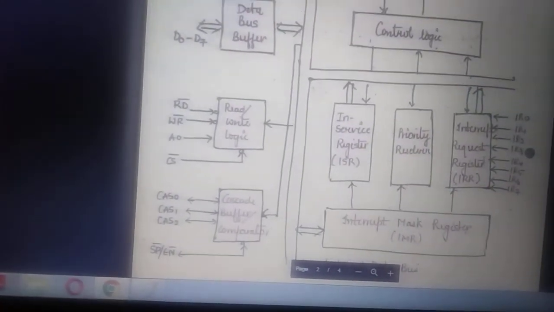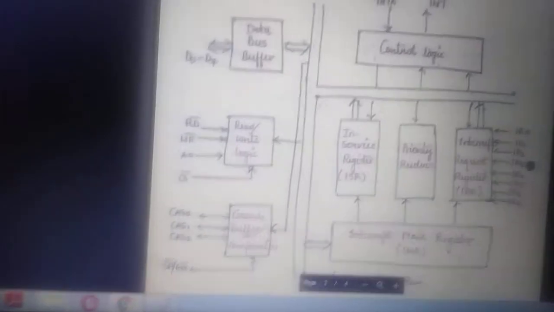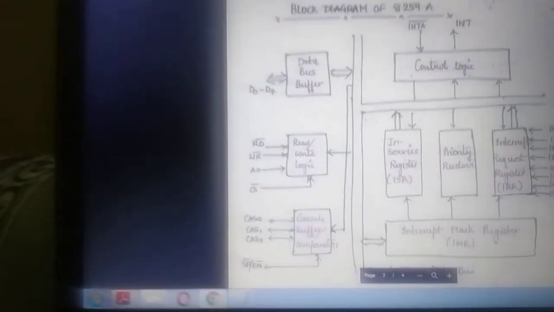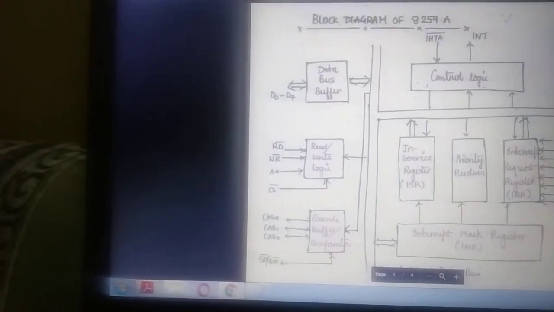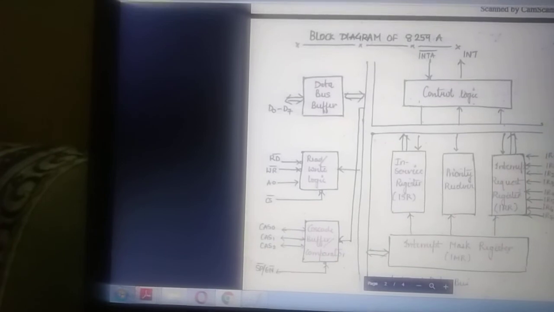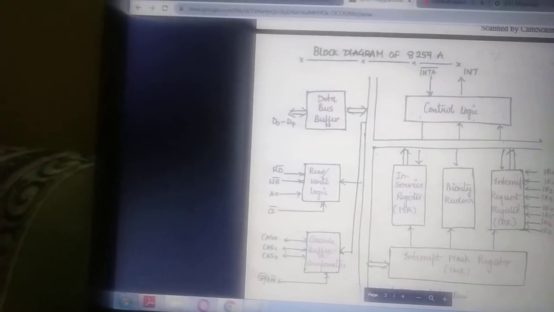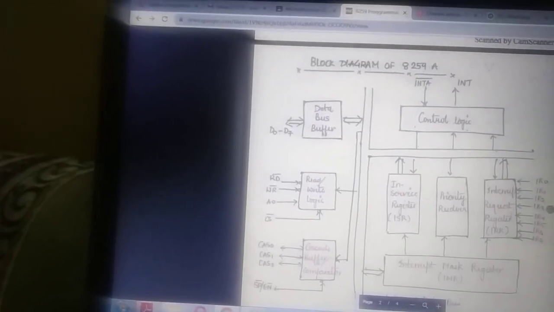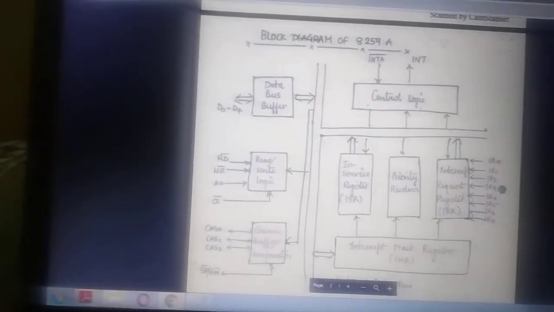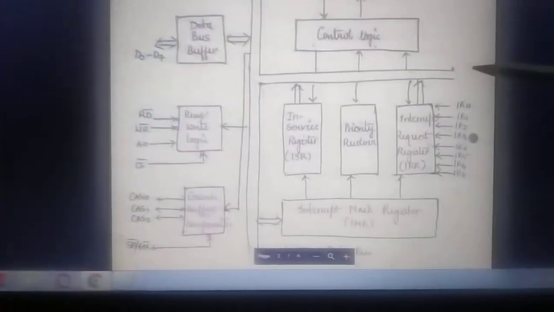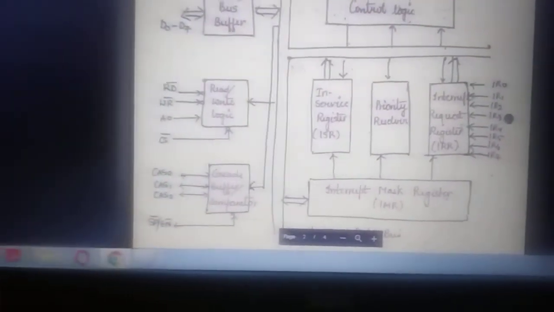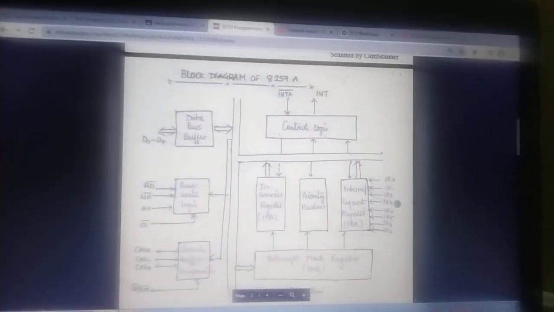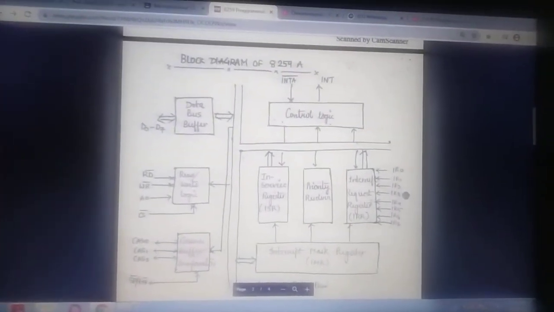The next block is the cascade buffer comparator. Here, the cascade buffer comparator is used to enable the master or slave operation of this IC. What is the master or slave operation? As we know, 8259 has the capability to process 8 interrupts. These 8 interrupt lines are shown at the interrupt request register, from IR0 to IR7. Now these 8 interrupt pins can further have 8 8259 ICs. It can be shown with this diagram.